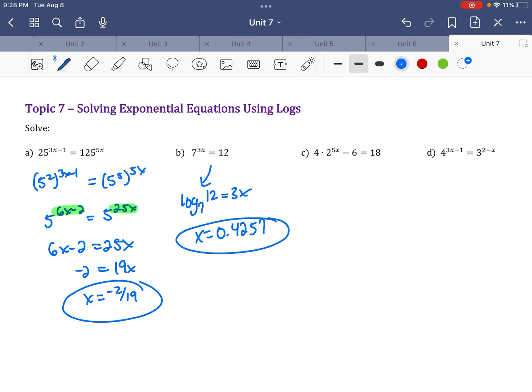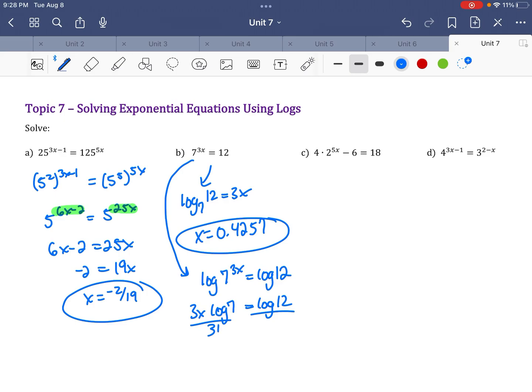But sometimes people don't want you to do it this way. There's another way to do it, and that is to take the log of both sides. So I would write log of 7 to the 3x equals log 12. You can also use the natural log later on. But either way, now that I have the word log here, I've just taken the log of both sides. This 3x is now allowed to come to the front. So I can write this as 3x log 7 equals log 12.